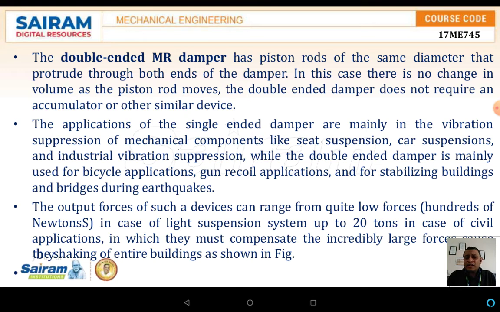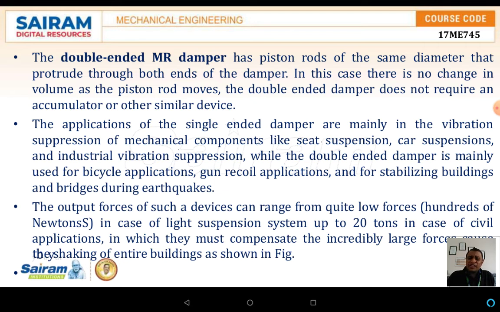Now the double-ended MR dampers. In the case of double-ended MR dampers, the piston will be one, but on both ends there will be rods of the same diameter that protrude through both ends of the damper. In these cases there is no change in volume from the piston rod movement. A double-ended damper does not require an accumulator.